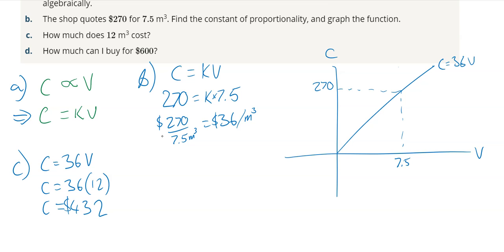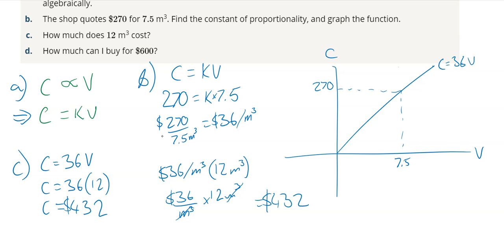Now, something interesting algebraically, right? This was $36 per cubic meter times 12 cubic meters, right? So it's essentially $36 over m cubed times 12 m cubed. What happens to the m cubes? They cancel out, and we're left with $432. So even units of measure, they work with these rates and all that sort of thing. They can cancel out, and you get whatever the result is. So that's why the units matter.